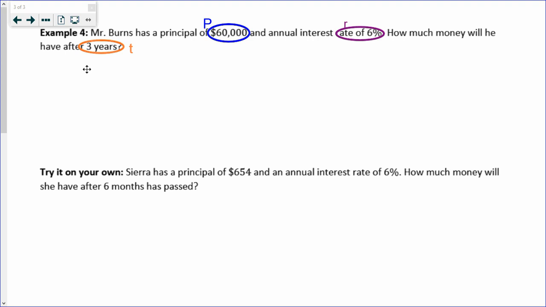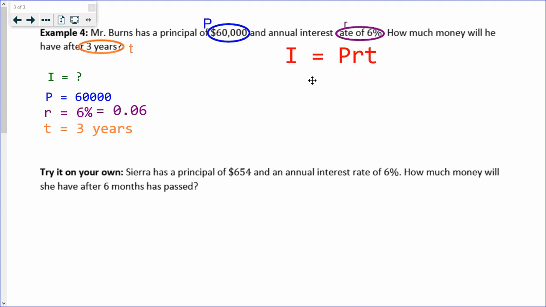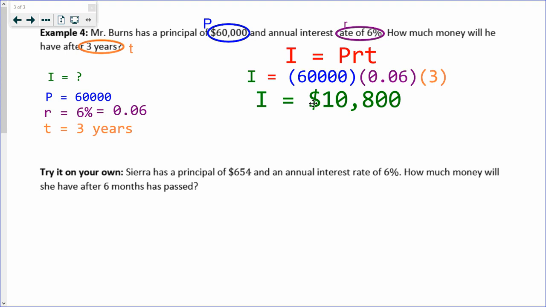So I'm going to do the same thing because I want to know how much interest he got, because that's going to be part of his money. So I set up my things. Principal is $60,000. Rate is 6%, which I need to change to 0.06. Time is 3 years. I do not know my interest, so I'm going to find that. I'm going to use I equals PRT and plug in what I have. Now I multiply these three numbers together, and I get 10,800. That is the interest.